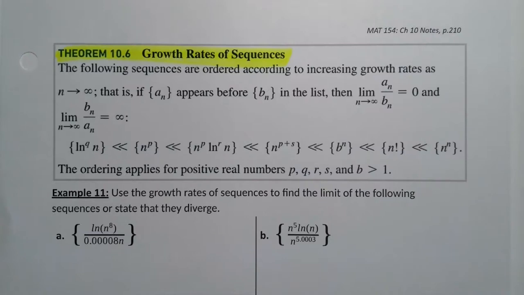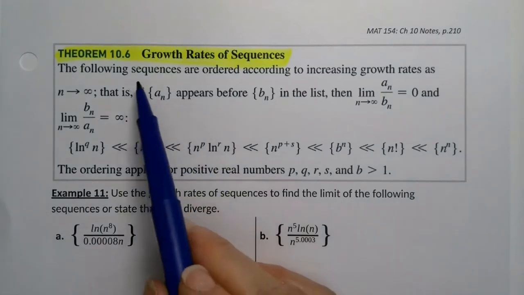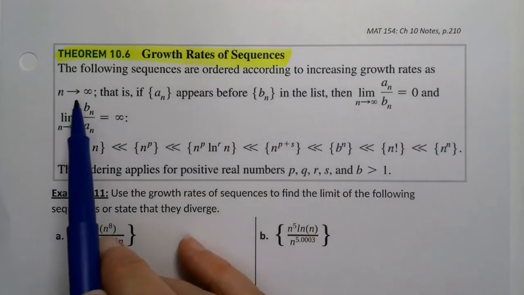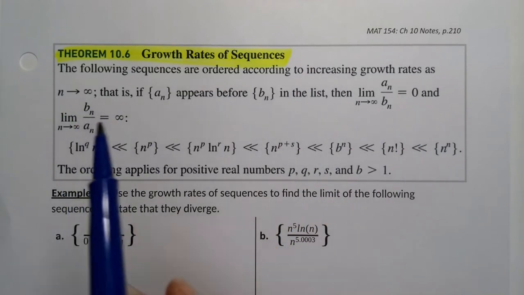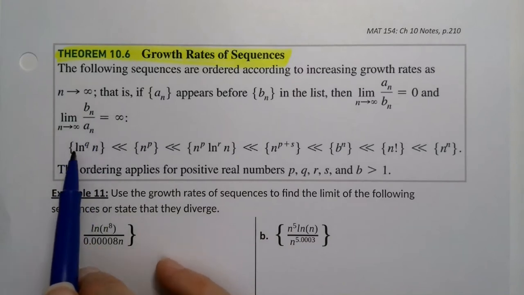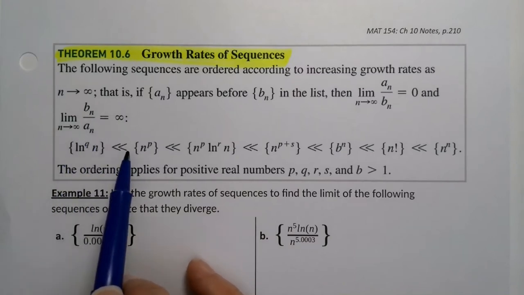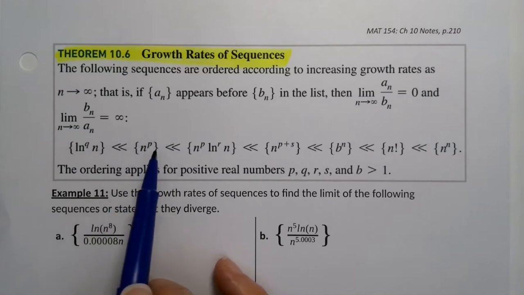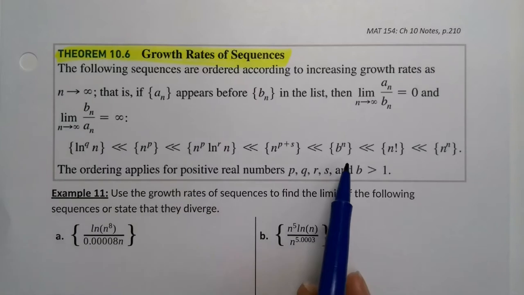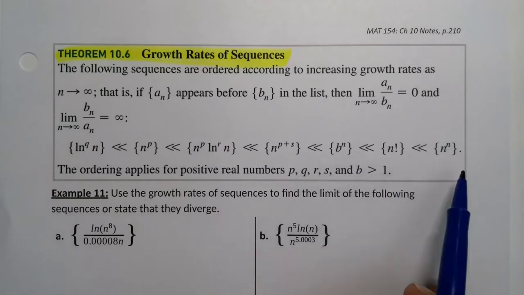All right, what does this tell us? It says, and actually it's true of functions as well as sequences, but we're interested in sequences, that the following sequences are ordered according to increasing growth rates as n goes to infinity. So, in other words, functions of this type are significantly less than functions of this type, which would be significantly less than functions of this type, which are less than these, which are less than these, and so on.